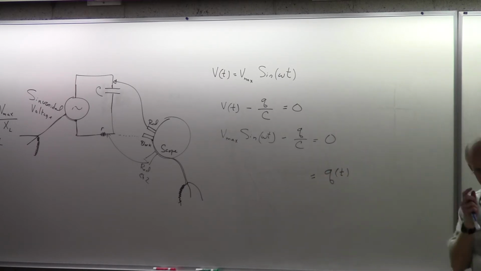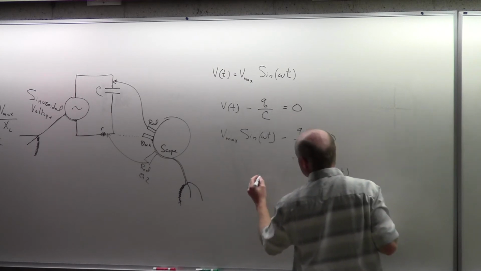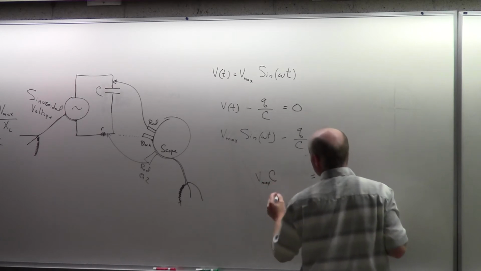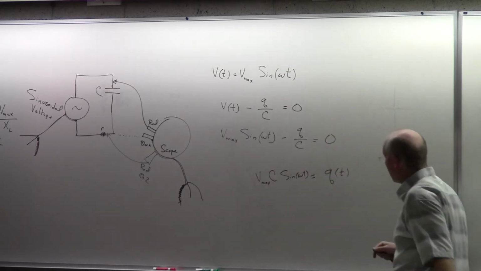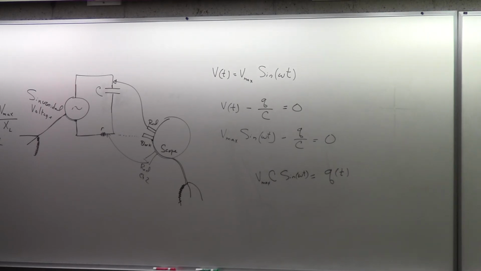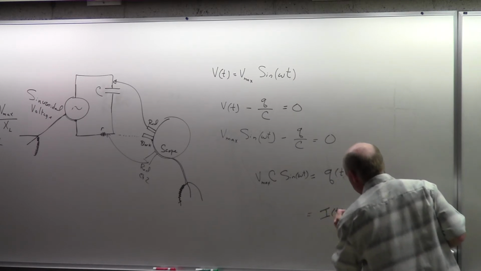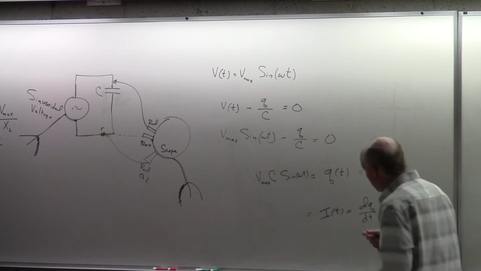So this would be Q, the charge here on the capacitor. Bring it over, and then I would get the maximum voltage from my source times the capacitance times the sine of omega t. All right, so there is the charge on the capacitor. What I really want to look at, though, is what is the current. So next step, how do I get current? All right, I'll take the derivative. So the current as a function of time, being the derivative of the charge, would be what?